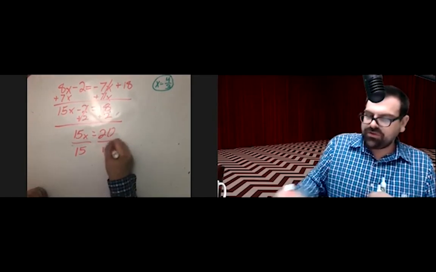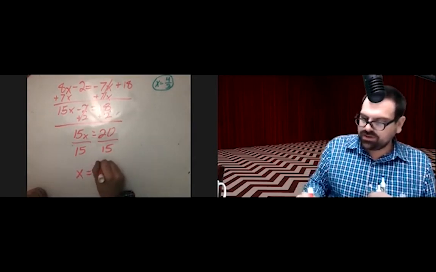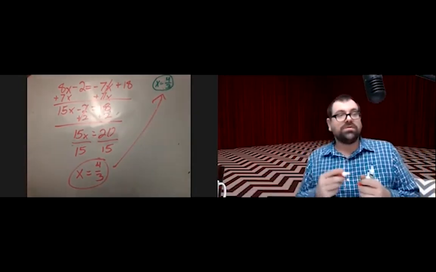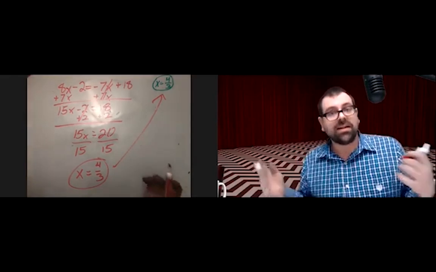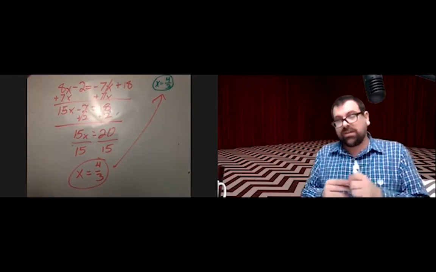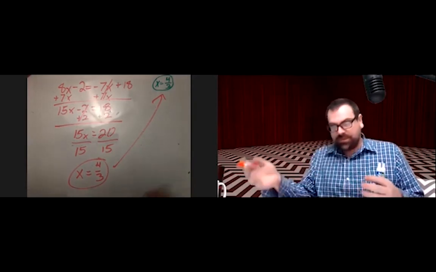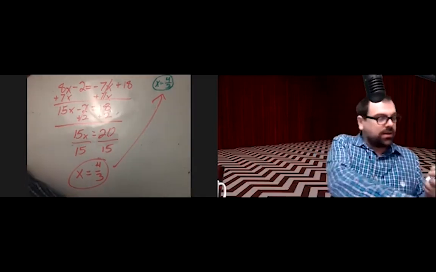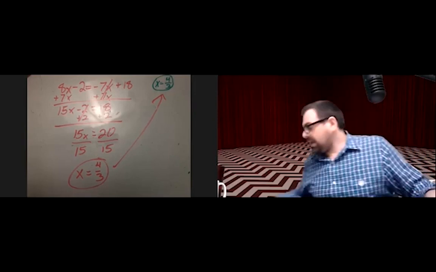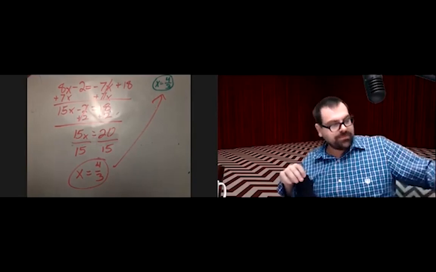Divide both sides by 15. 20 over 15 reduces to 4/3. X equals 4/3. Same answer we got dealing with fractions the whole time. So if you're more comfortable working to get rid of the fractions first before we add and subtract them around, you can do that using that trick, and you will get the same answer. Let's do some practice with this.